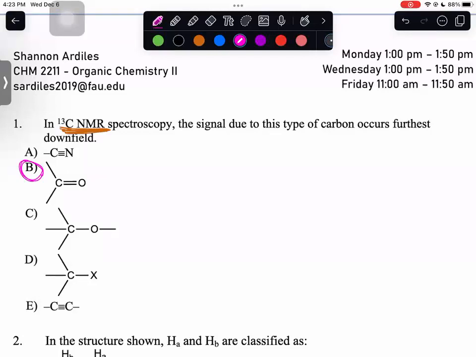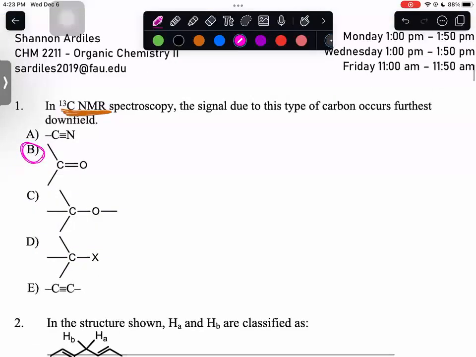What's more electronegative, nitrogen or oxygen? Oxygen. So it creates a greater deshielding effect. But it's considered in the heteroatom region, which is slightly less deshielded. The carbonyl provides more because it's not only the electronegative atom, it's also the presence of the double bond in there. So yeah.